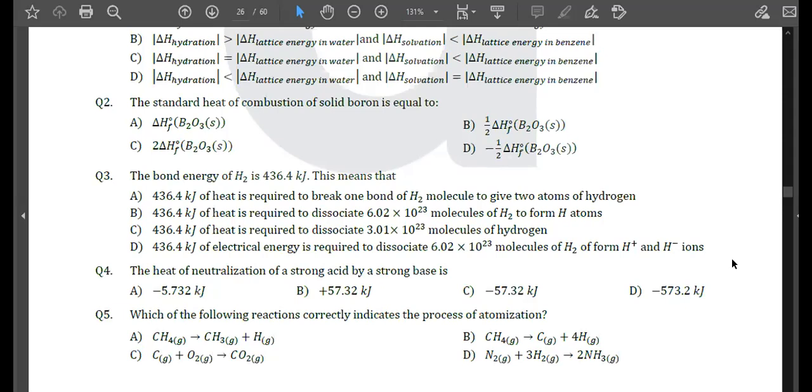What is the answer of question number 4? Mansi, are you there? Mansi is not here, I guess. Yeah, what is the answer of question number 4, Mansi? That's what I'm asking. Just message me. You don't have to say, just message me. Everyone, please message your answer. Question number 4. Everyone should message.